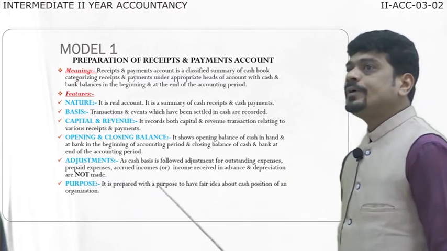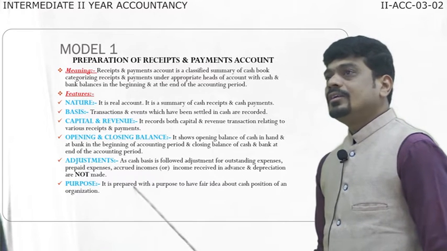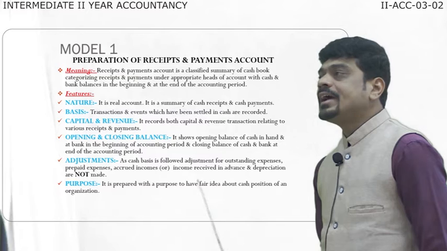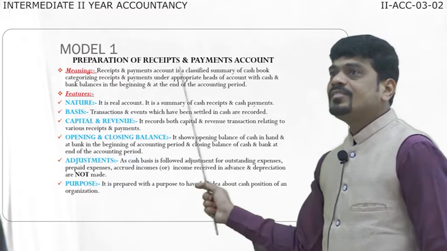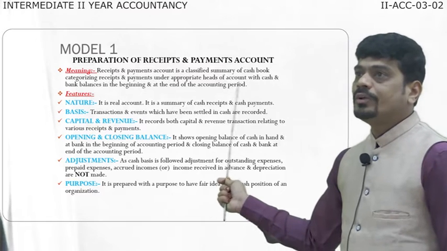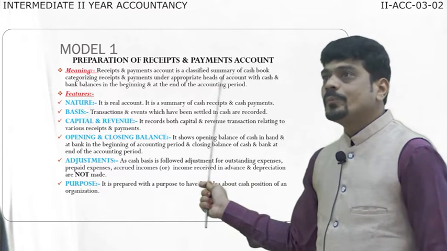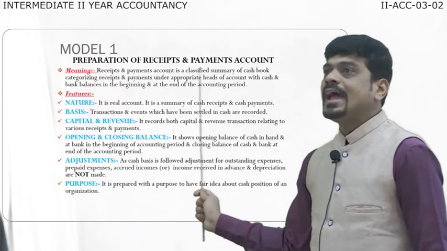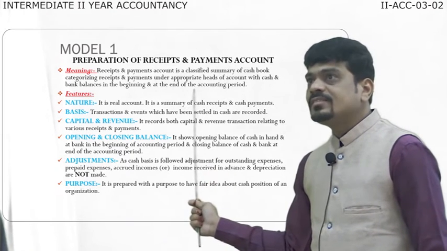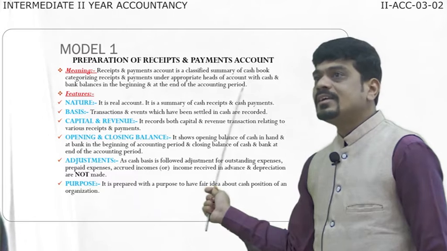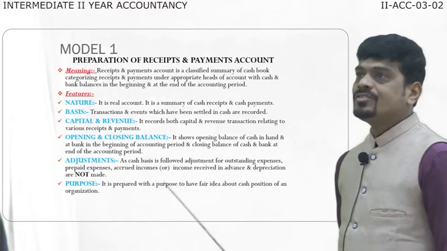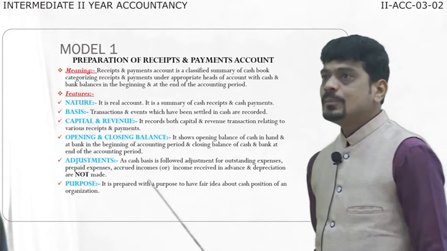And what is the purpose of preparing this particular receipts and payments account? The purpose is to have an idea about the cash position. As I told you, here it is nothing but the cash book. The purpose of cash book is to know how much is the balance of cash at the end of the accounting period. Even a non-trading concern prepares receipts and payments account with the intention to know how much cash they have, that is, what is their cash position.